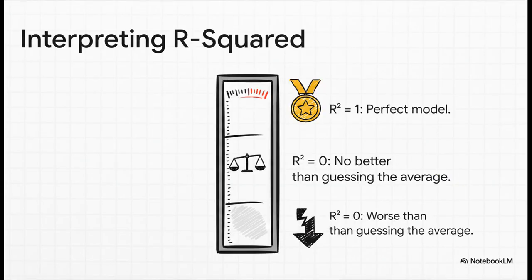The best part is that interpreting R squared is so straightforward. An R squared of 1, that's a perfect model. It explains 100% of everything. An R squared of 0 means your model is no better than just guessing the average every time. And yeah, you can get a negative R squared. That means your model is so bad it's actually worse than just guessing the average. So obviously, a model with an R squared of 0.85 is way, way better than one with 0.4.